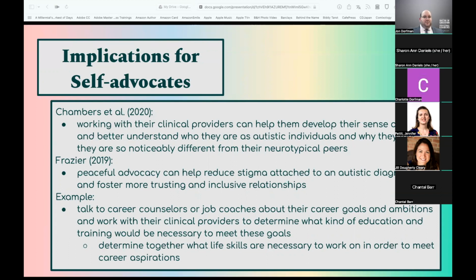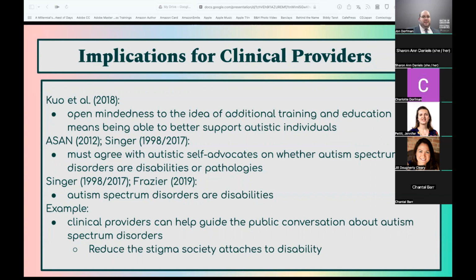So, for example, an autistic student can talk to their career counselor or job coach about their goals and ambitions and work with them to determine what kind of education and training would be necessary to meet these goals, and then together determine what life skills are necessary to work on in order to meet career aspirations. That's one example. For clinical providers, open-mindedness to the idea of additional training and education if it means being able to better support an autistic individual.